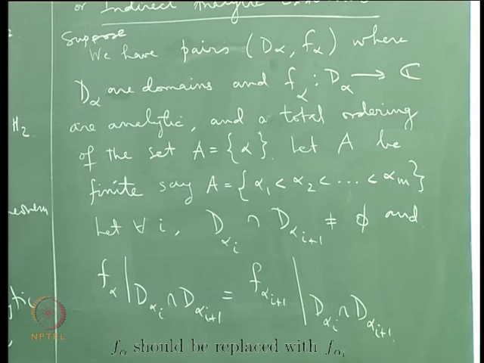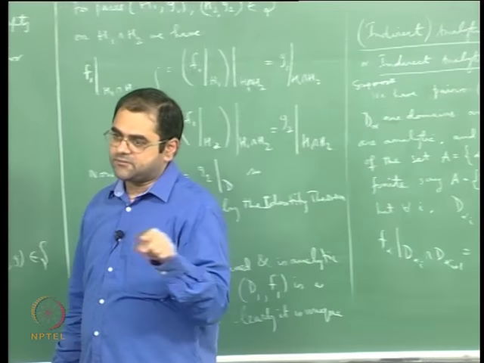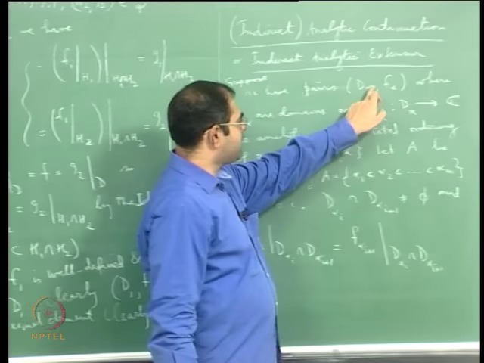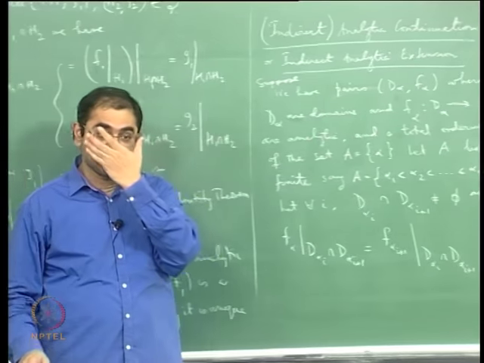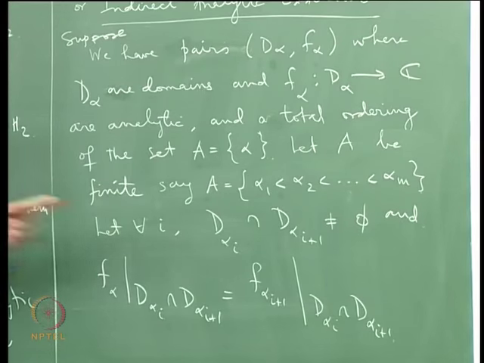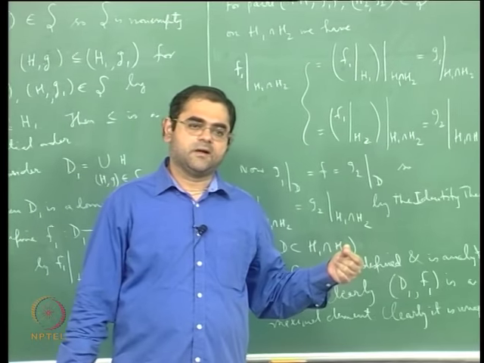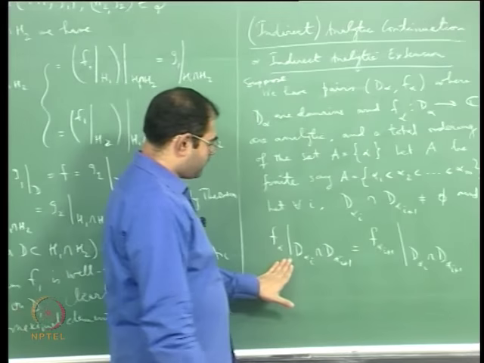So suppose I have this situation. In fact I could have taken the set as 1, 2, 3, up to m, and simply called these pairs d1, f1, d2, f2, up to dm, fm. That would have made it easier to write down. But the reason why I am doing this is because in practice this parameterization could be even continuous, not discrete, and I am going to think of it as coming out of a path. But here I am only looking at the finite case.